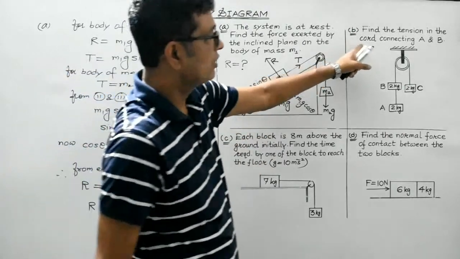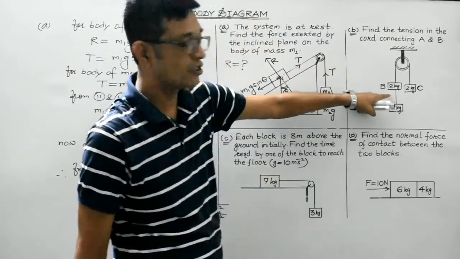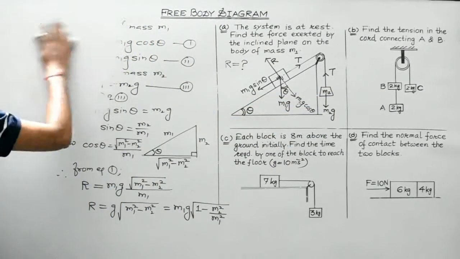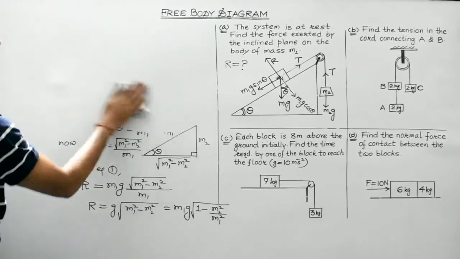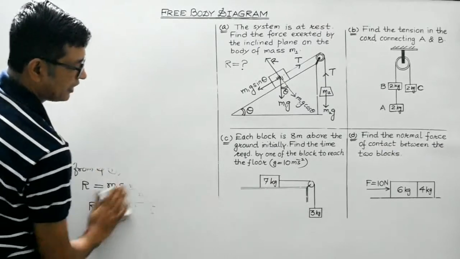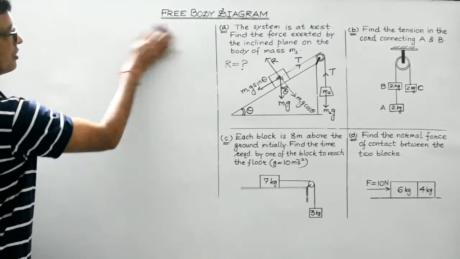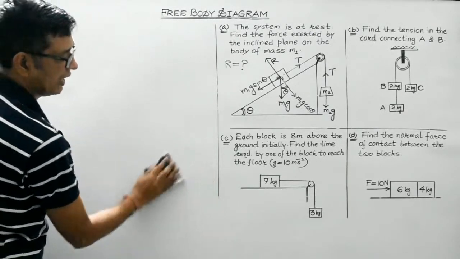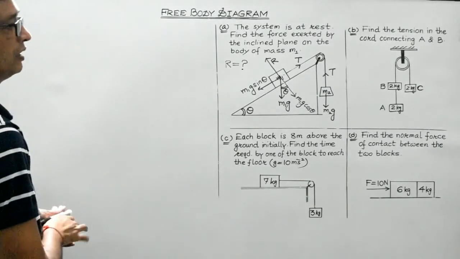Next question is, students, find the tension in the cord connecting A and B. The tension in this cord is to be found, which is between the bodies A and B. And students, remember, the pulley is considered to be massless and frictionless. And also, the string under consideration in all the cases is to be considered inextensible as well as massless. Okay, let's proceed with the second question.